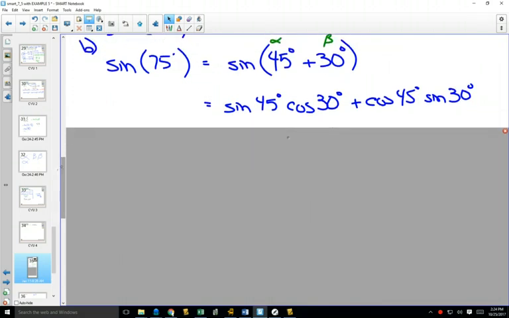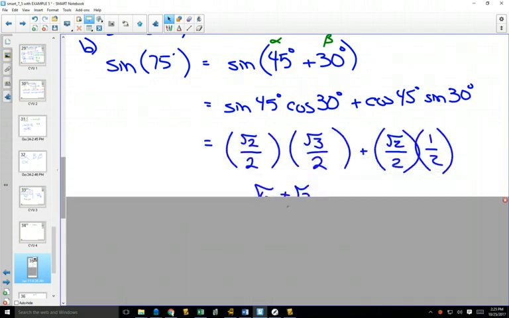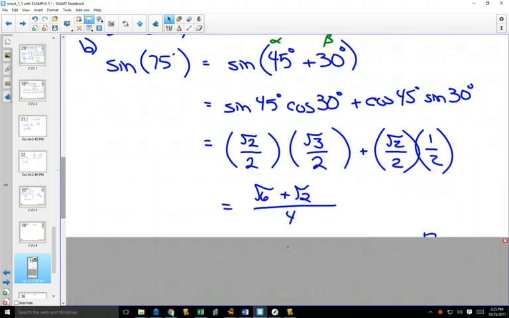So you see 75 degrees. You have to think of two angles that are on your unit circle that add up to 75 degrees, or subtract, but 45 and 30 works really nice. 45 becomes your alpha, 30 degrees becomes your beta. And you can do sine alpha cos beta plus cos alpha sine beta. And I had you try this so you get all those values, and you get exactly the same values as you did for part A.